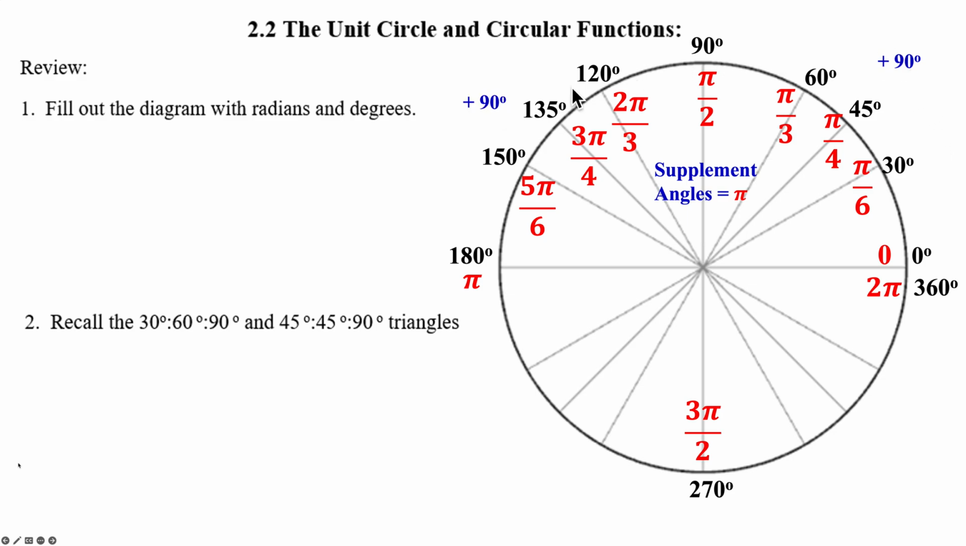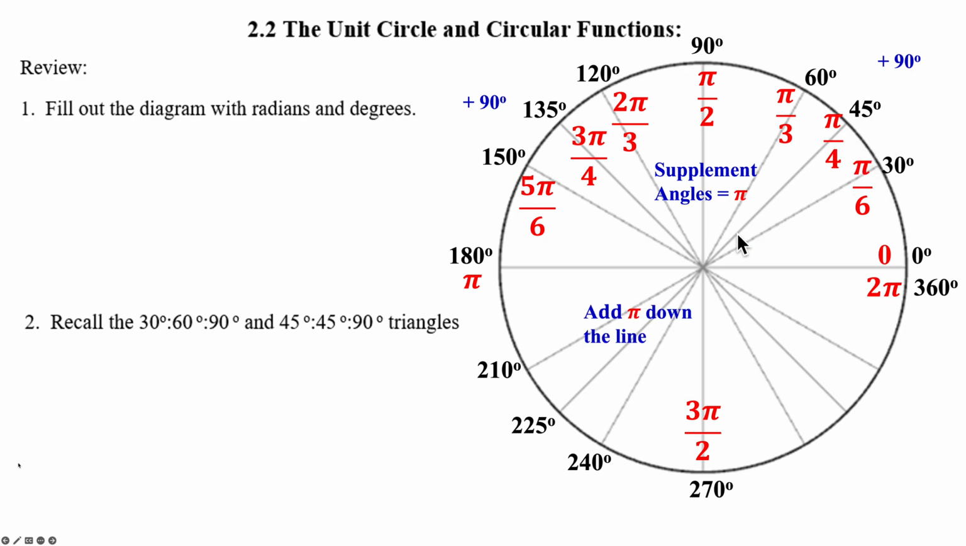Bring your plus 90 over. 120 plus 90, 210. 135 plus 90, 225. 150 plus 90, 240. All right, now, to find your radians, again, referencing quadrant 1.